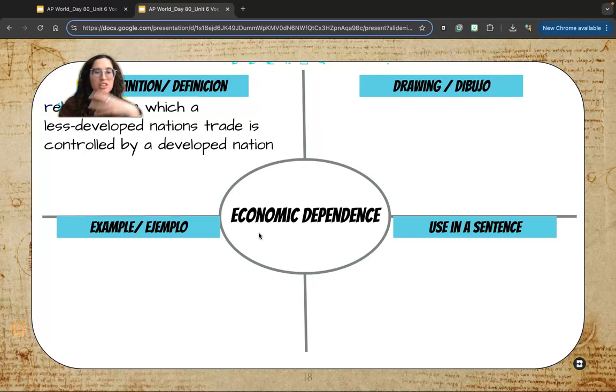And then there's economic dependence. This is a relationship in which less developed nations have their trade controlled by developed nations. What ends up happening because of industrialization is that a lot of nations like Mexico and India become dependent on the machinery of the developed world. So then they're just stuck exporting raw materials like cotton to the States or to Britain, and they themselves never become developed, or it's harder for them to become developed. So that's a form of economic dependence that still exists today.